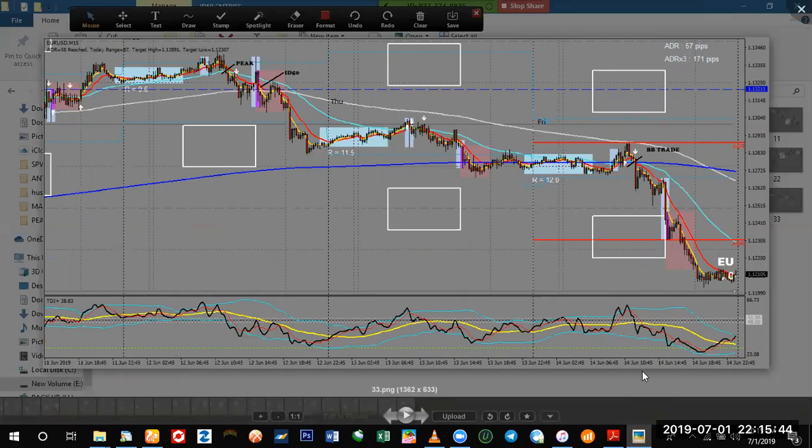Now, what's the ID50? What's an ID50? An ID50 is like this here. So this one is the peak.